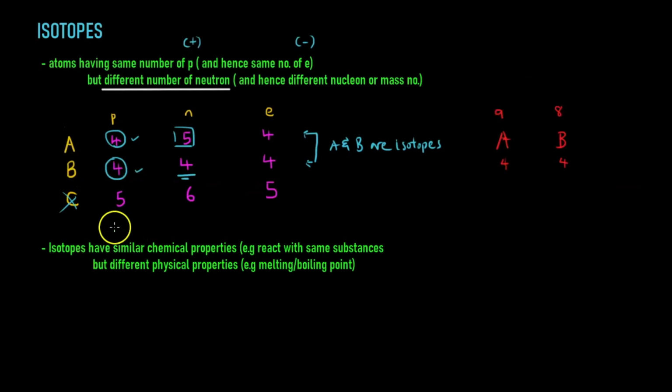Okay, so what's the big deal about isotope? Basically, isotopes have similar chemical properties, means they react with the similar substances. For example, if A can react with water, B can also react with water because they are isotopes. But they have different physical properties. For example, A has a higher melting point than B, for example. Okay, so same chemical properties, different physical properties.